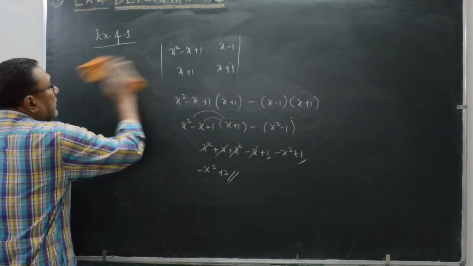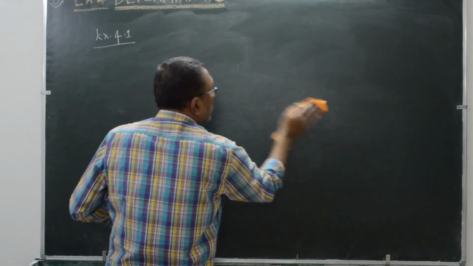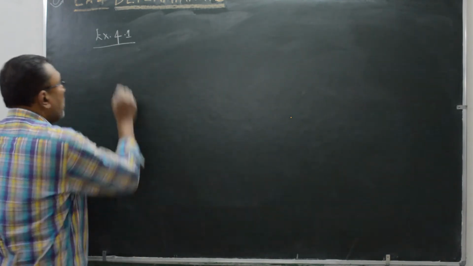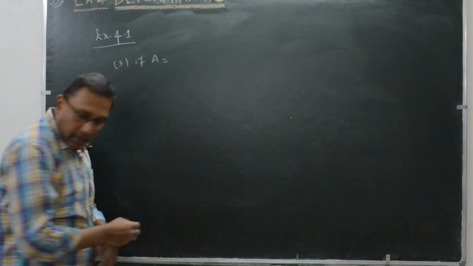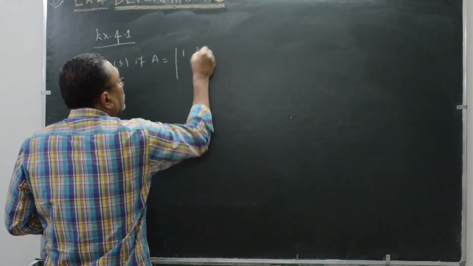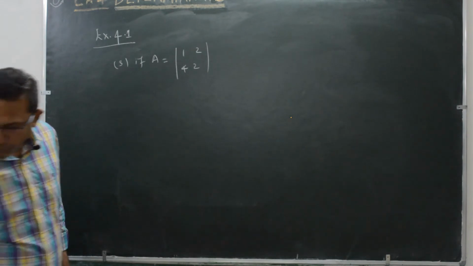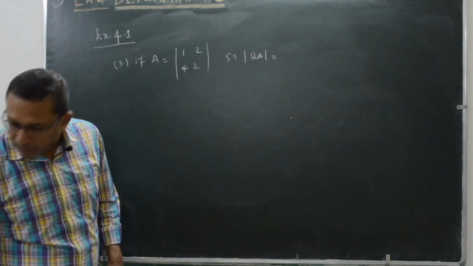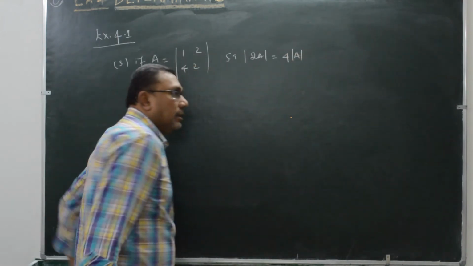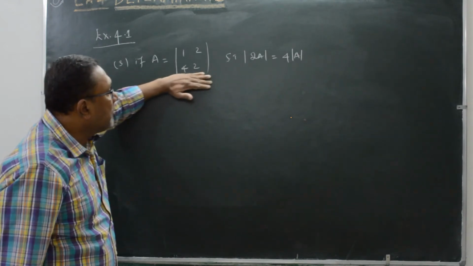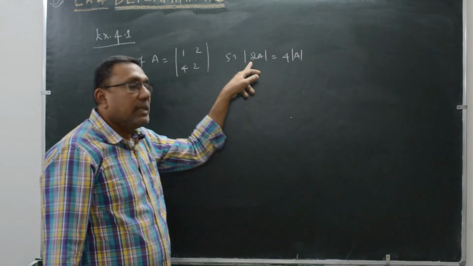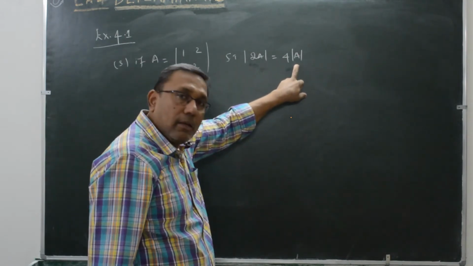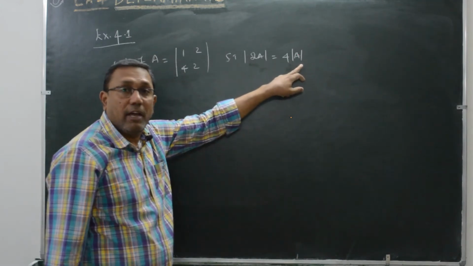Let us take the third problem. If A is given as 1, 2, 4, 2 and we need to show that the determinant of 2A is equal to 4 times det A. That is, you have to do a scalar multiplication of the given matrix A by 2 to get 2A, then find its determinant value, and compare it with the determinant value of A multiplied by 4.